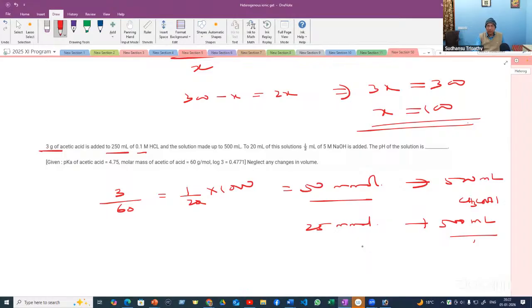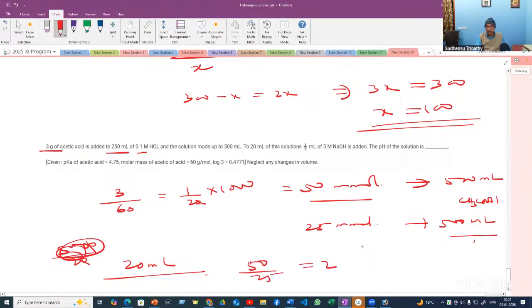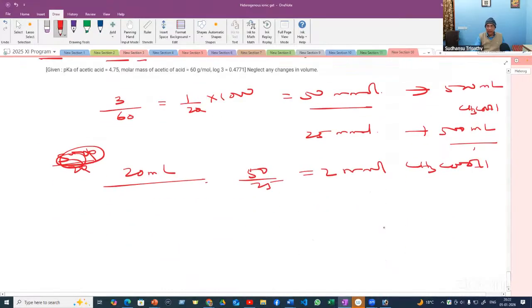Then 20 ml is taken. From the 500 to 20 ml, it is 25 times less. So 50 by 25, 2 millimole of acetic acid will be there, and 25 by 25, 1 millimole of HCl will be there.